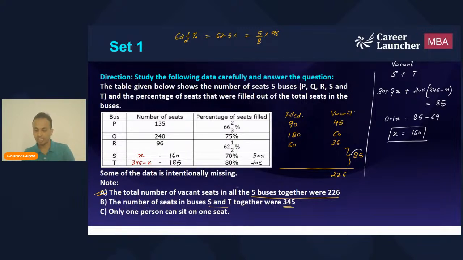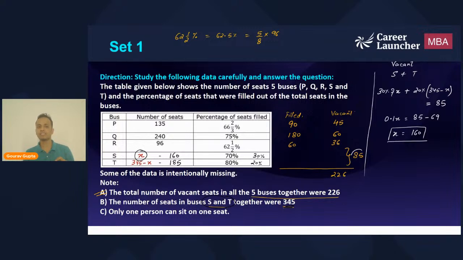Now, Muskan, you're saying that you did not get the calculation of X. Yes Muskan, I'll quickly do that. Just keep on writing yes in the screen. I have assumed the value of X as the number of seats in bus S. Since the total number of seats in buses S and T is 345, the number of seats in bus T will be 345 minus X.